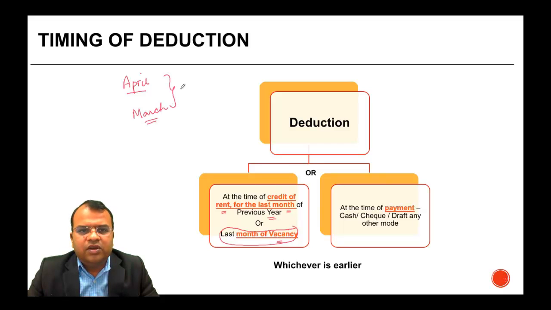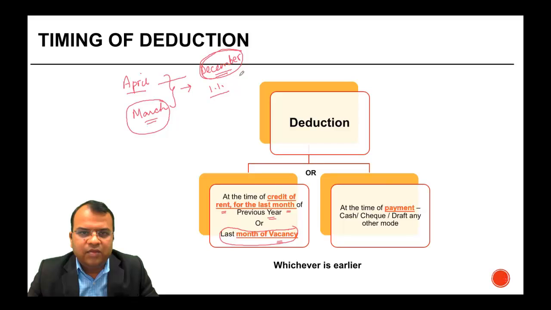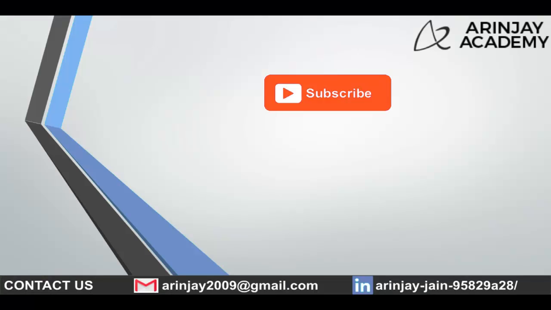If he takes it for a period of 12 months, then the rent will be payable for the last month, which is March. But if he takes the premises on rent from April to, let's say, December, and he vacates the property on 1st of January, then in that case the last month of vacancy will be December, and therefore the TDS will be deducted at the time of credit of such rent, which is the rent for the month of December.